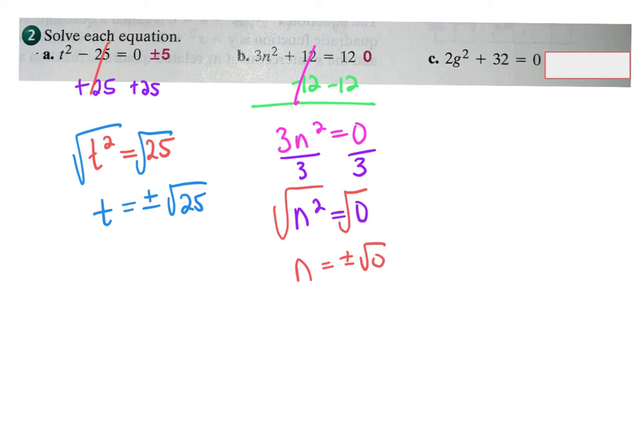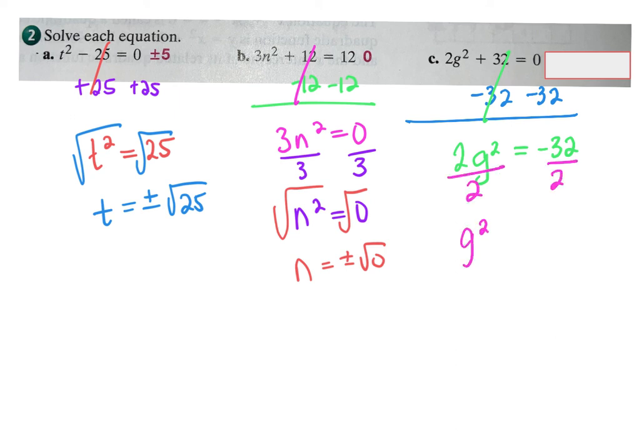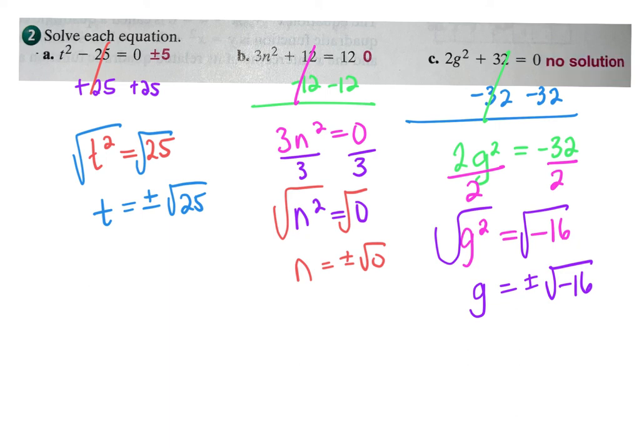And then for the last one, you would have subtracted 32 from both sides. When you do that, you get 2g squared equals -32. Divide both sides by that 2. g squared equals -16. Remember, when I have the square root of a negative number, it does not exist, so there is no solution there. No solution for that third one.